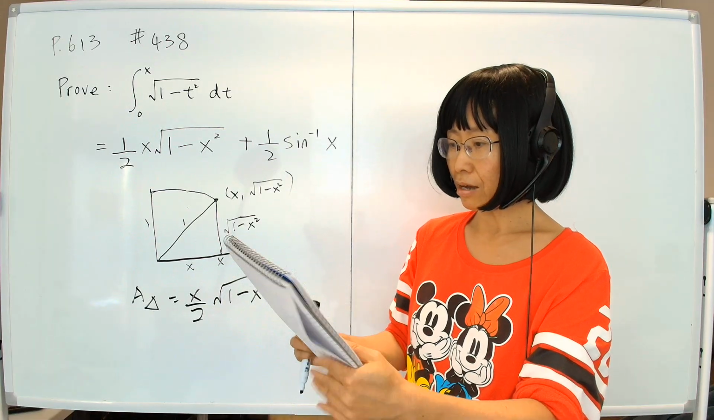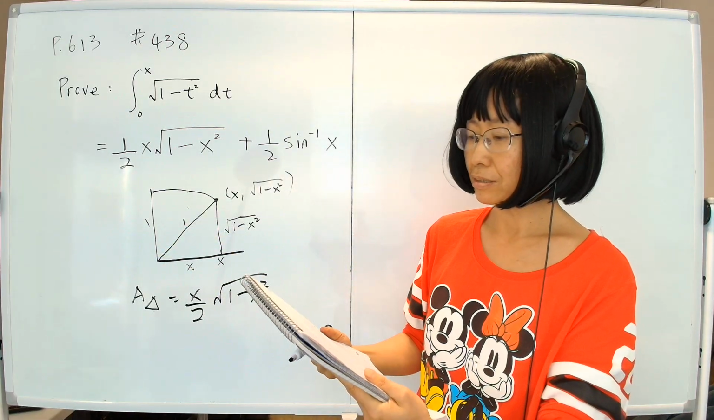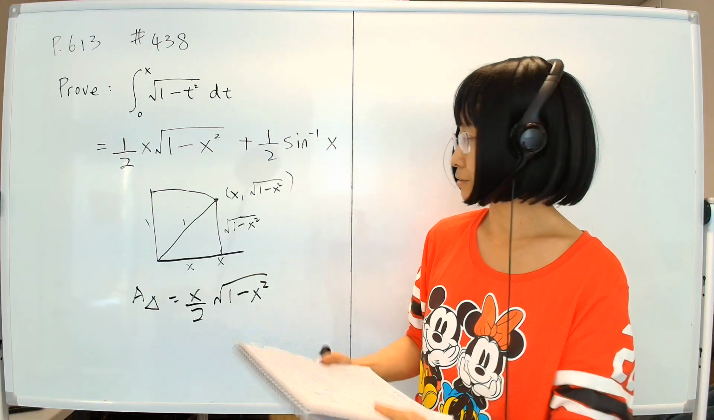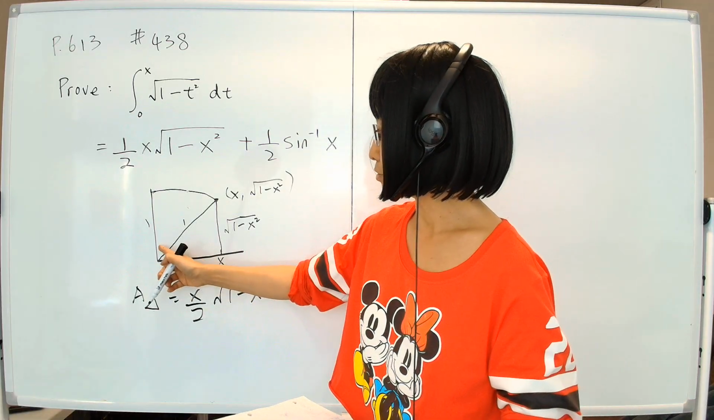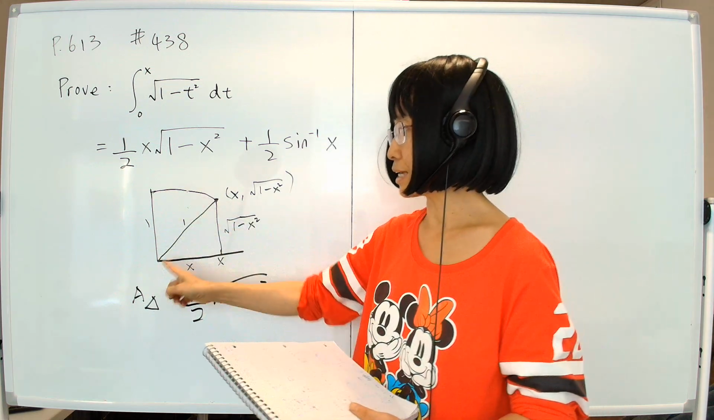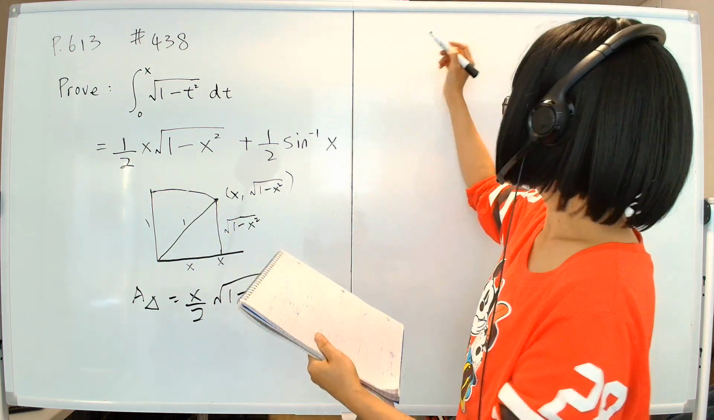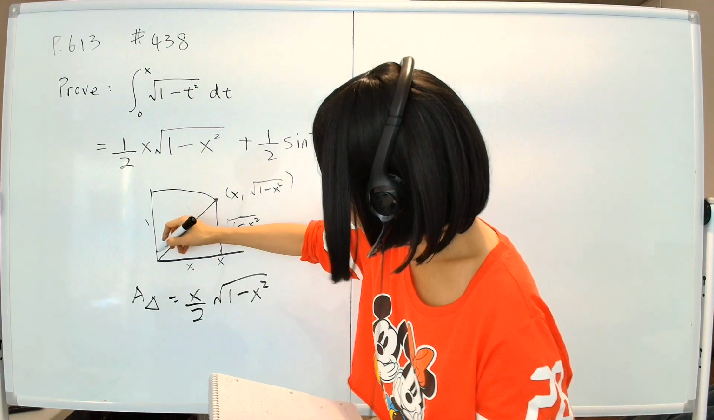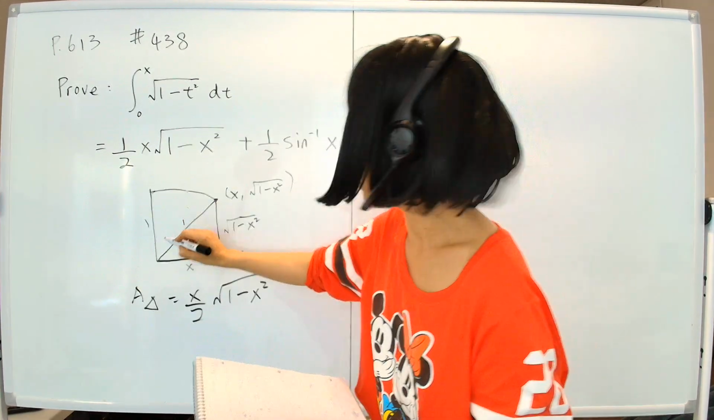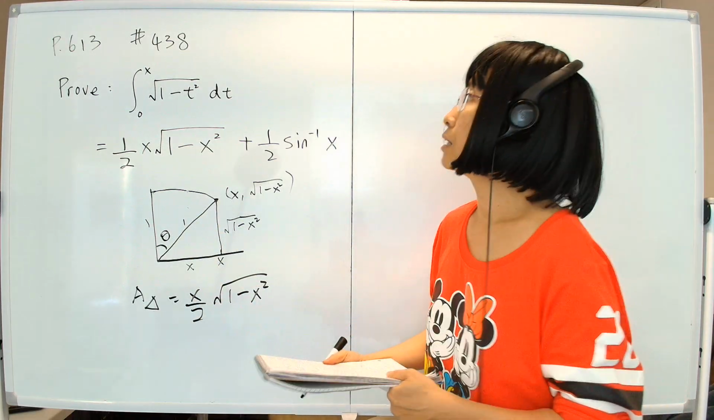What is the area of that? We need to know what this angle is, because the area of a slice of pie is given by a formula that depends on theta. Let's say this angle is theta. The area depends on theta, for any pie slice.